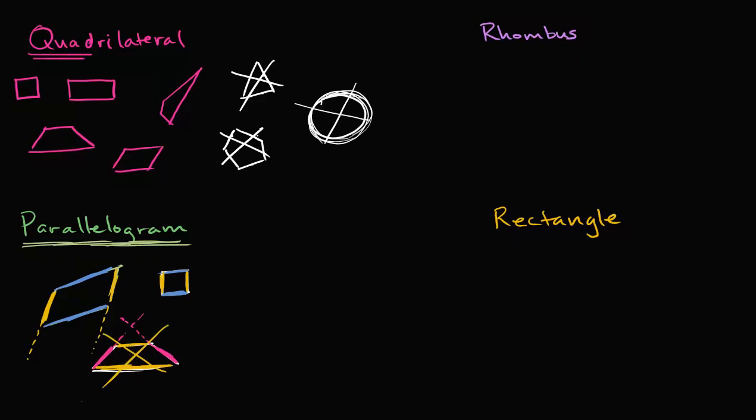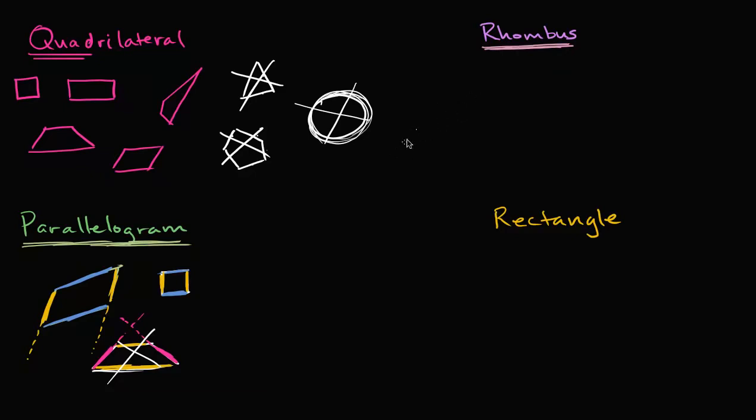Another example of something that is not a parallelogram would be this one right over here, because none of the opposite sides are parallel. So parallelogram, opposite sides are parallel. So now let's talk about more types of 4-sided shapes or quadrilaterals. So the next one we'll talk about is the rhombus. So the rhombus is a type of parallelogram.